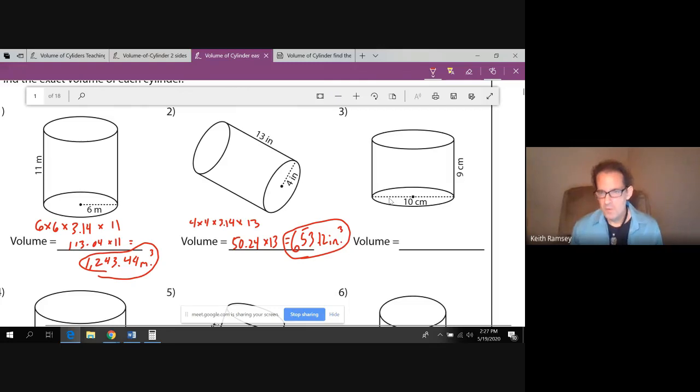And number 3, remember, we want half of 10 from the edge to the center. So for this, the radius would be 5. So you're multiplying 5 times 5 times pi times the height. I know 25 times pi is 78.5 times 9. I'm going to get 706.5 cubic centimeters for number 3.